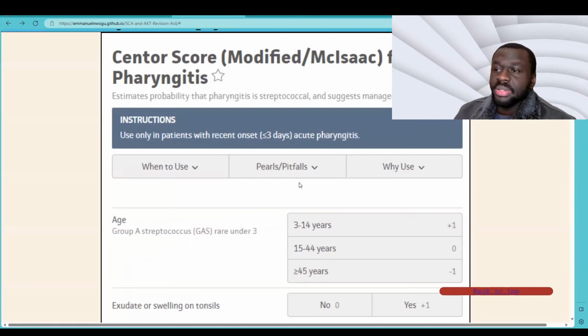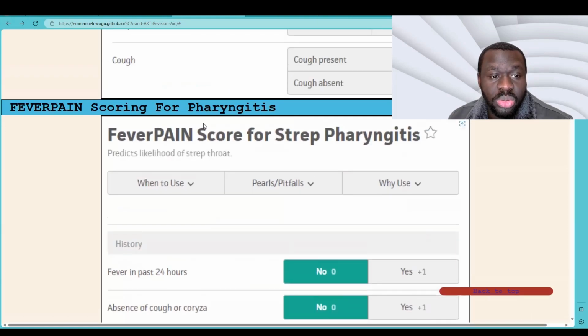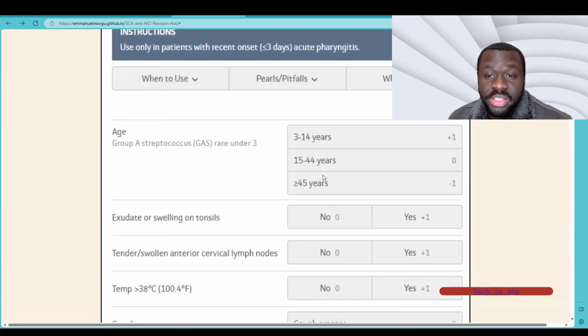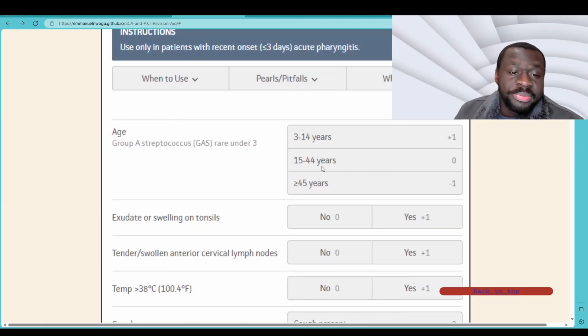So let's carry on with our revision. Centor score: we look at the Centor score for streptococcal pharyngitis. Essentially, it should be used in patients with recent onset acute pharyngitis, so 3 days or less. The basic essence of the Centor score, or the FeverPAIN score, is to predict the likelihood that a patient with a sore throat could have streptococcal pharyngitis, essentially bacterial pharyngitis, because most pharyngitis is viral.